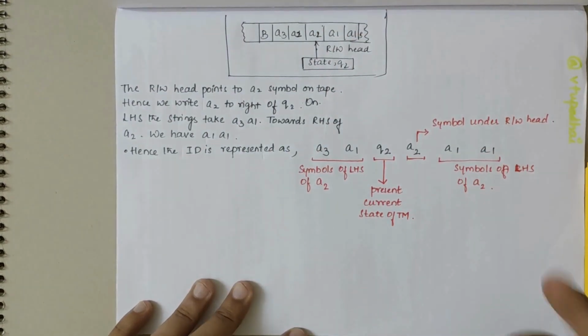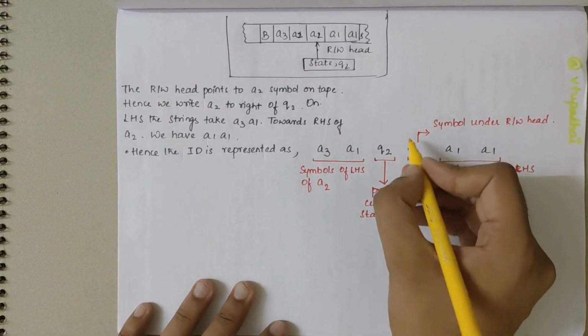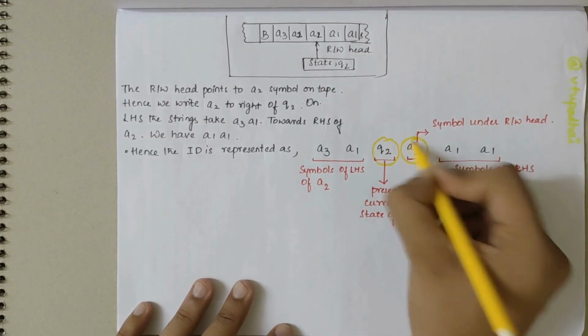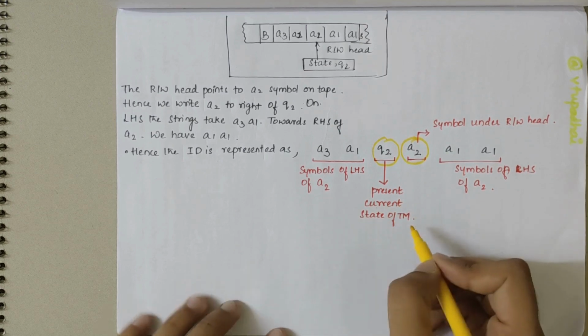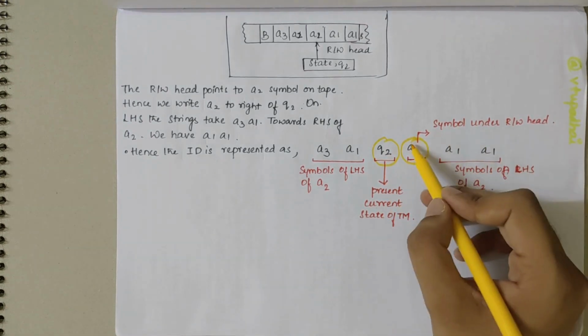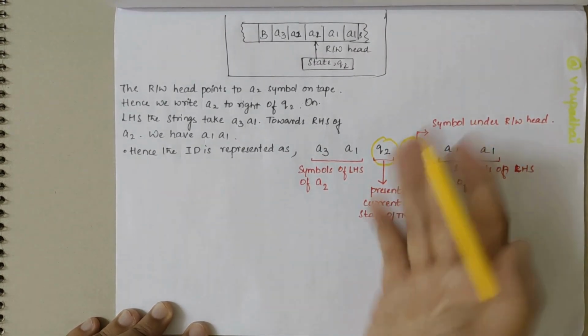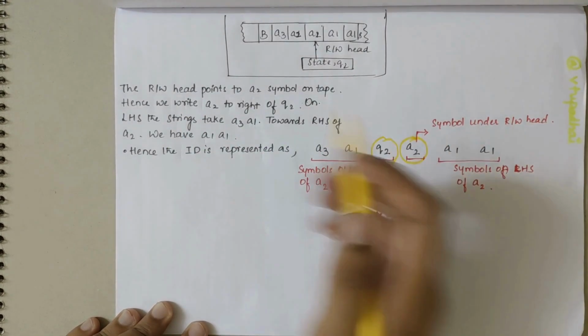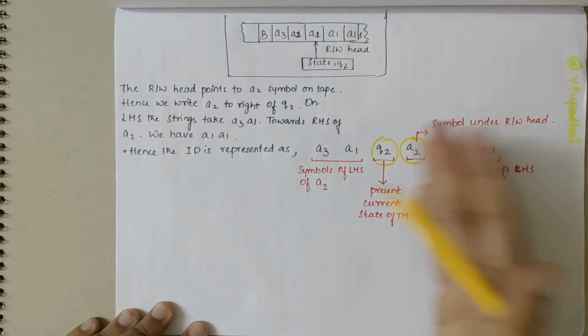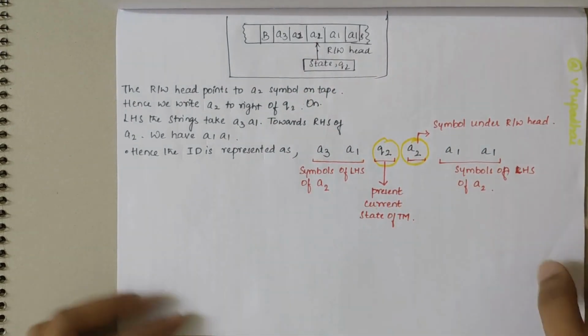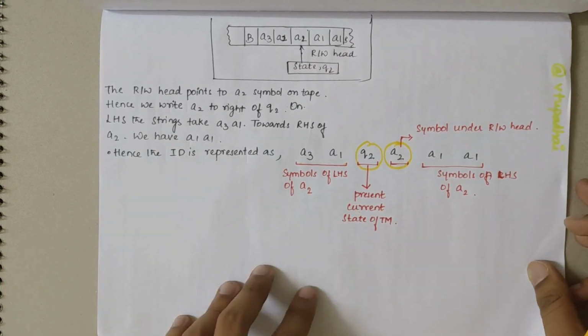So it was in state Q2 initially, and it is pointing to A2. The present current state of the Turing machine is Q2, and it is pointing to the symbol A2 under the read-write head. On the left of A2 we have A3 and A1, and on the right of A2 we have A1 and A1. So this is how the instantaneous description is represented.